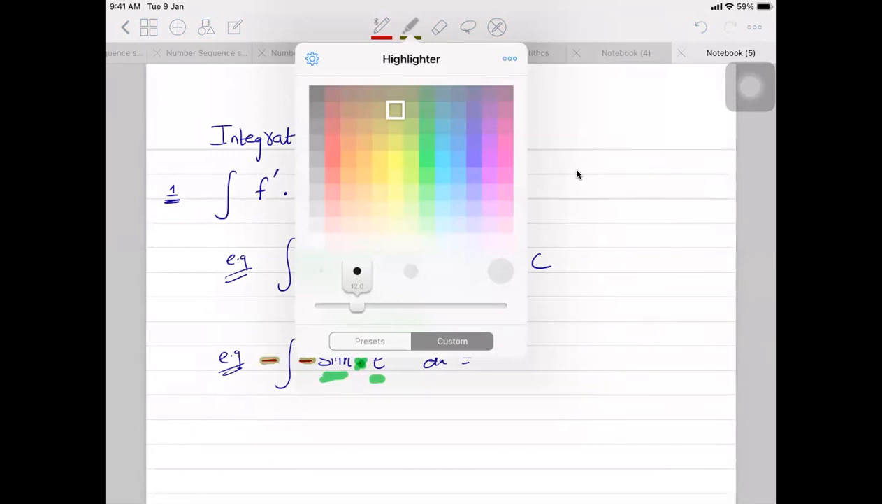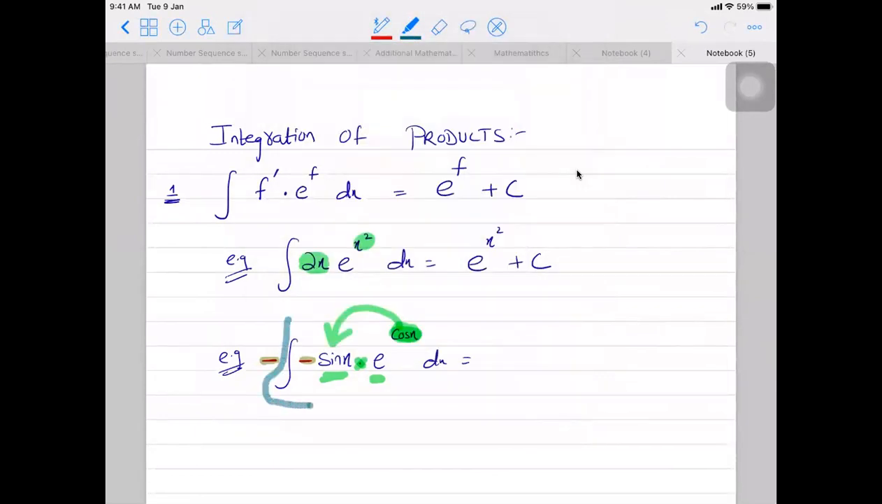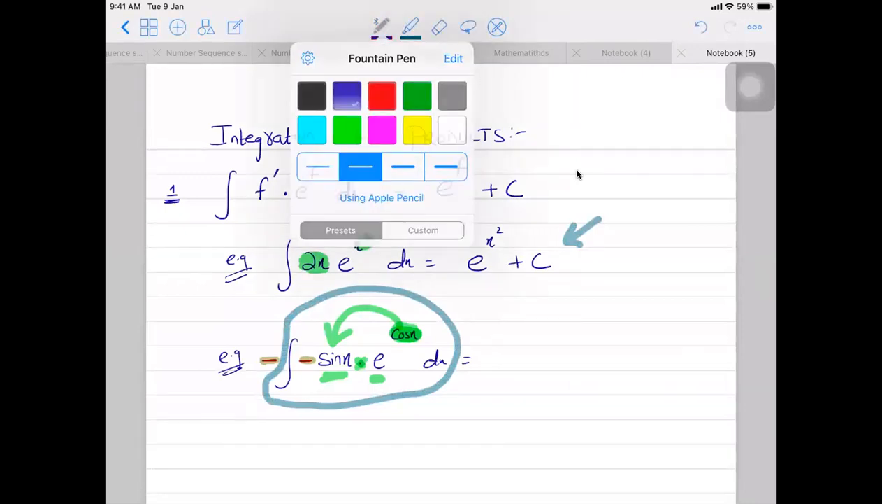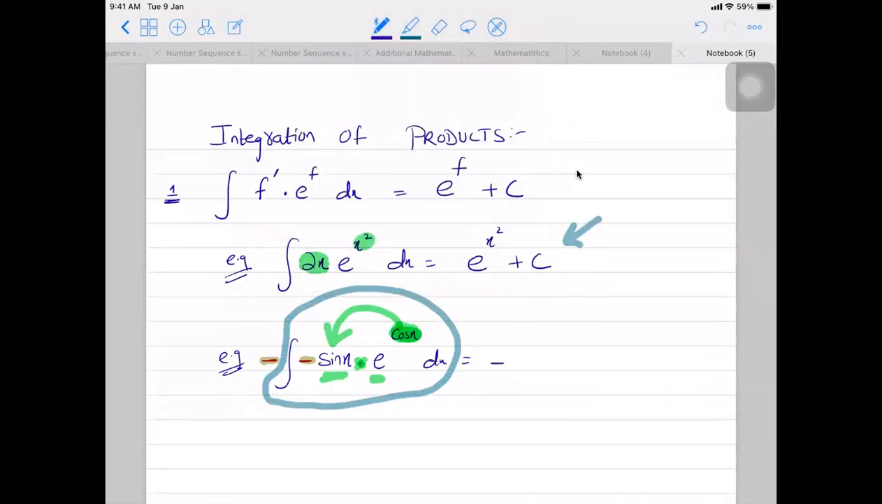Now, if I just integrate this function according to this rule, what will I get? The minus is outside the integration sign, so that is going to remain there. Now, what is the integration of this highlighted region as per the rule? E to the power of cos x. So e to the power of cos x plus c. That is the answer.